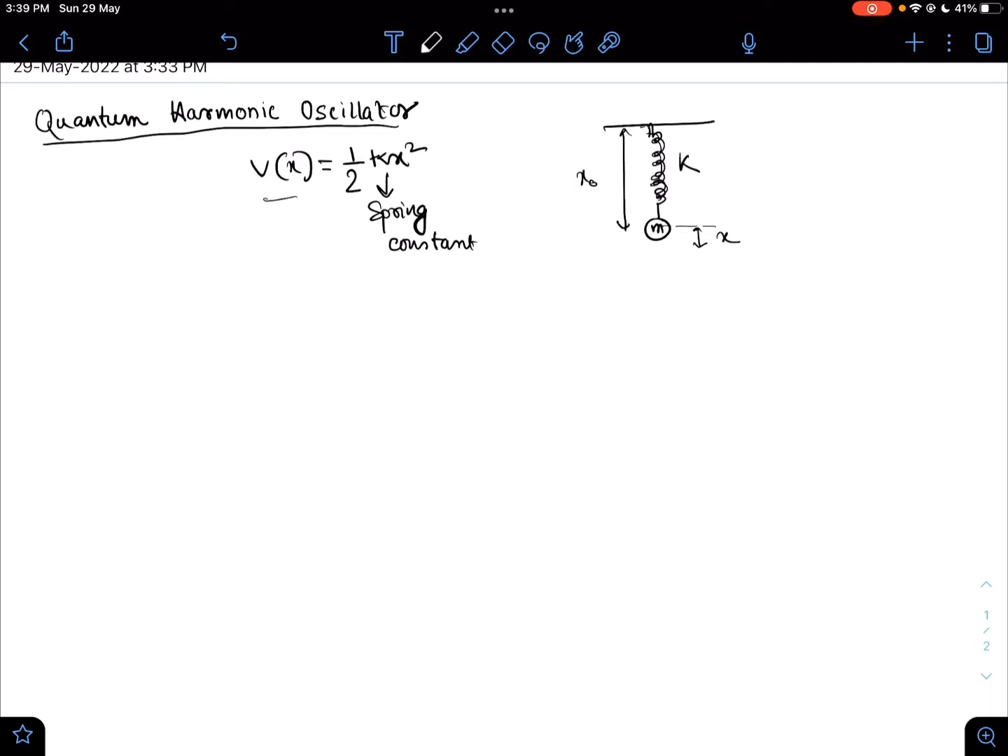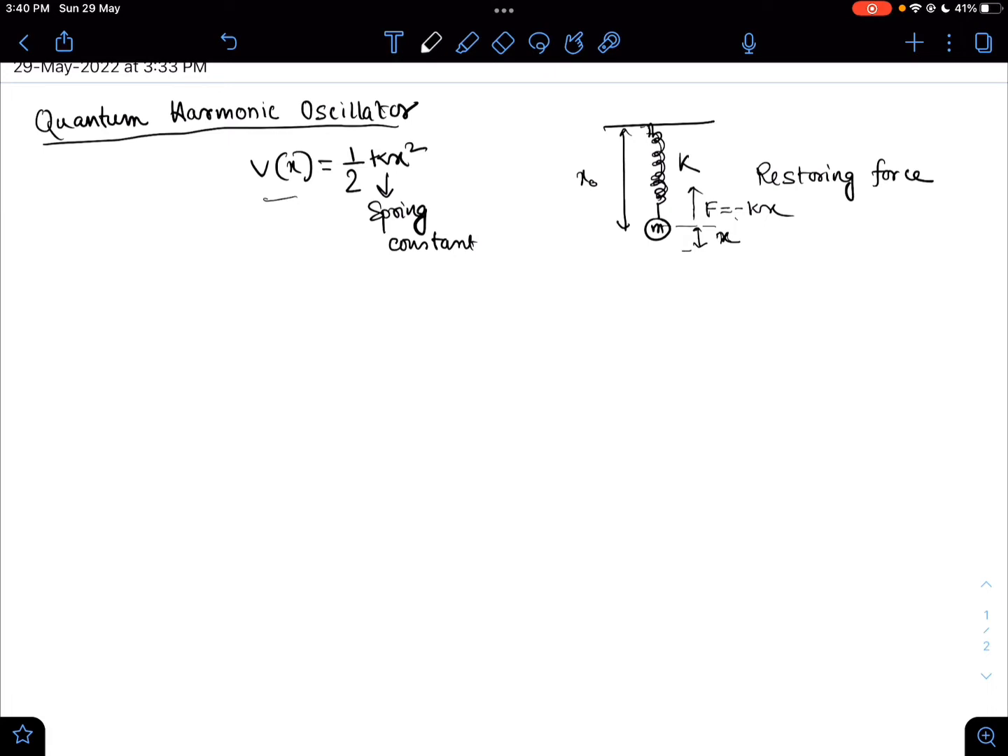There will be a restoring force. So what is a restoring force? If we pull this mass by a value x, then there will be a force acting opposite to this displacement, which will try to bring the mass back to its equilibrium position. And what will be the value of this force? It will be minus kx. Why minus? Because it acts in the opposite direction of our stretching.